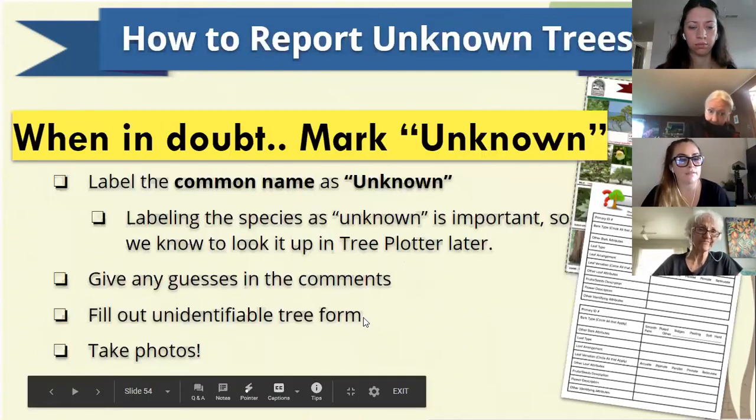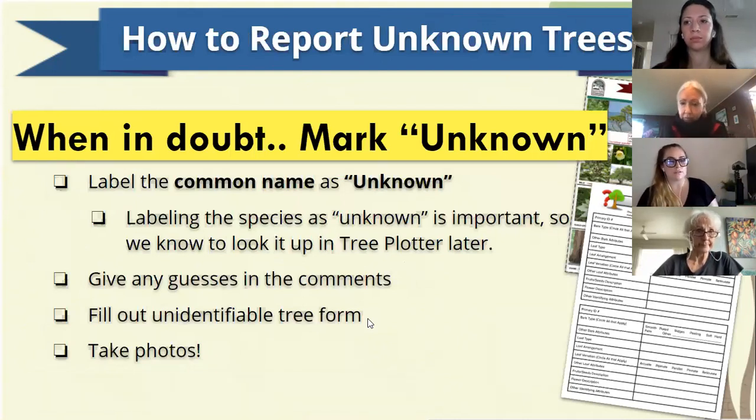And then we have the unidentified tree form. So that's the other thing that we would need to go into. Just talking about how to report unknown trees. When in doubt, mark unknown.